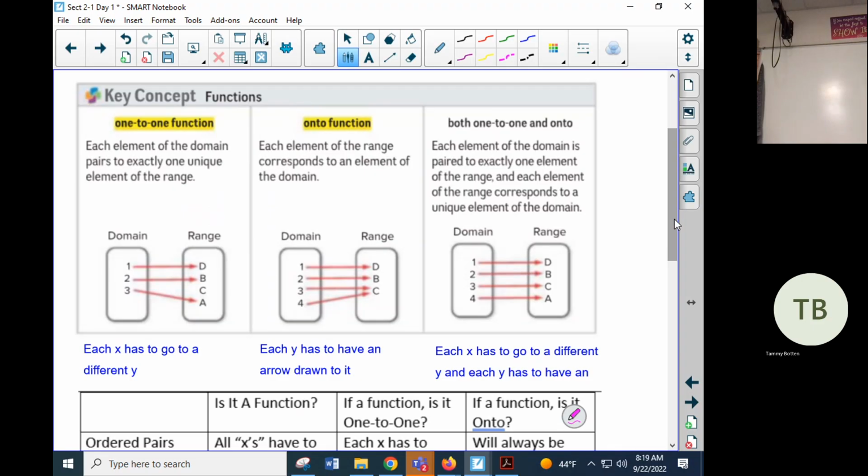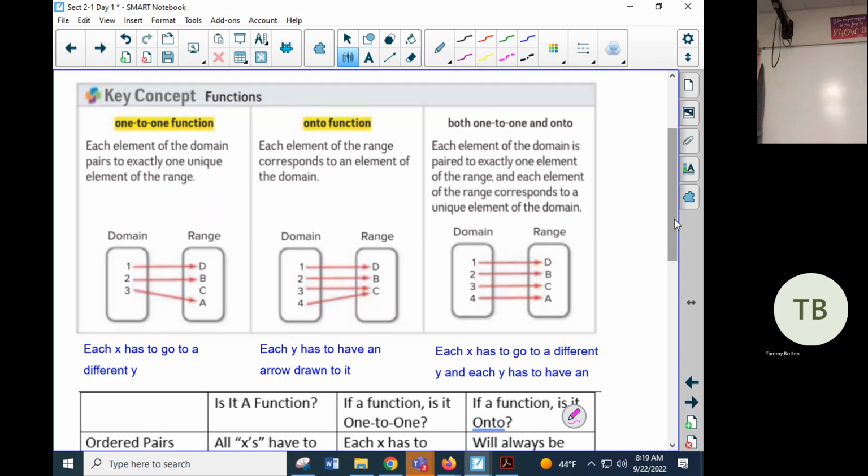For onto, how you determine for a mapping if it's onto is each y has to have an arrow drawn to it. So we don't care about our x's when we're looking at onto. We're looking at our y, and every one that's listed has to have an arrow drawn to it. Now, if I look over here, this is not onto because that C does not have an arrow drawn to it. Okay?